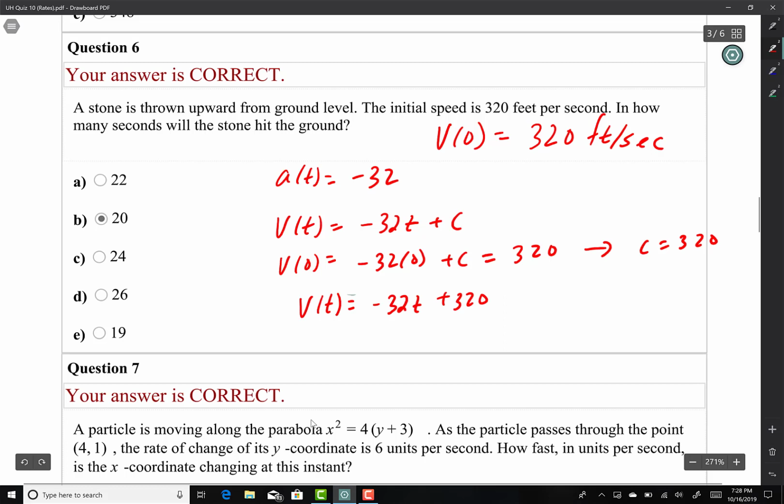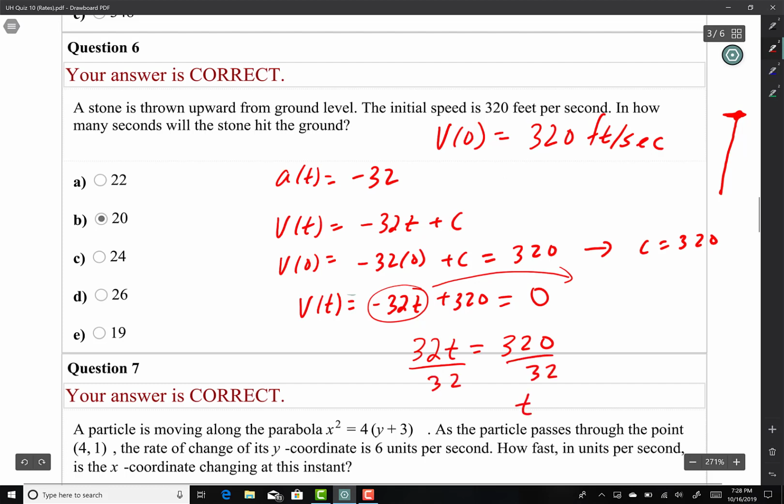Now here's what we know. When you throw something and you reach its maximum height, the velocity at that moment is 0, guys. So I'm going to set this equal to 0, and I'm going to see how long it takes to reach the highest point. So now just move this to the right, or the 320, it doesn't matter. Eventually you're going to get the same solution. So 32t equals 320, divide by 32, and you get that t equals 10 seconds.